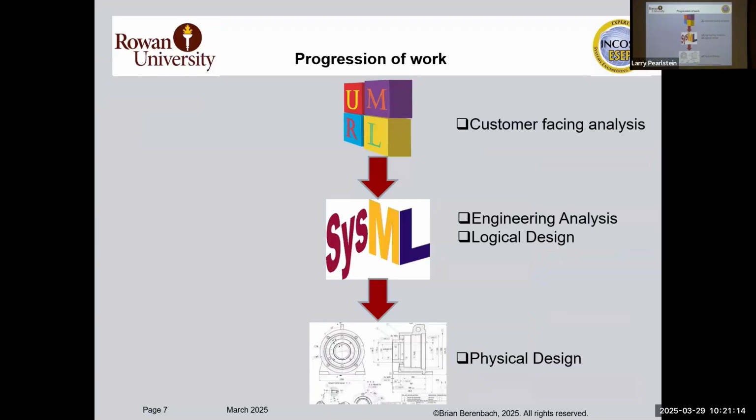So just to go over it again, we have the URML, which is the customer-facing analysis, because customers like pretty pictures, right? And they don't like to see a bunch of boxes. Customers do not like to see a bunch of boxes. Then we switch over to SysML, and we do the engineering analysis and the logical design. And then we switch over to mechanical engineering to do the physical design, and we create prototypes. Sometimes they're virtual. For some of the pieces of this thing, they were physical, like the people mover was physical.